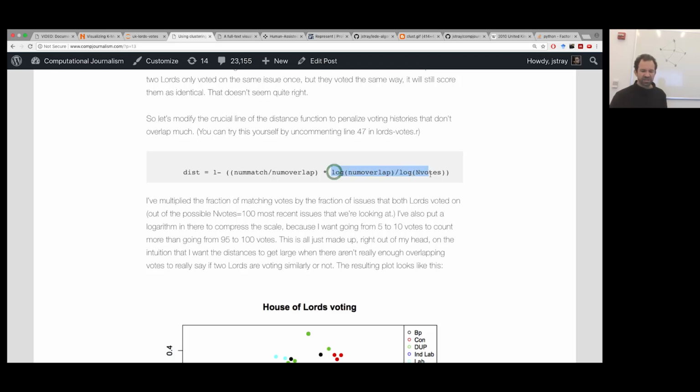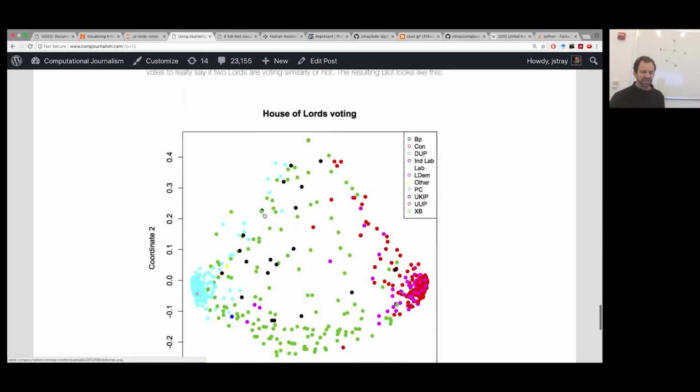adding this other factor, which is, okay, well, let's push two MPs apart if they didn't vote on the same bills. So if the overlap is 0, well, I guess I don't run this line at all, right? So if the overlap is small, then this will be very close to 1, so we'll get much bigger distance. And when I do that, this is the pattern that I get.